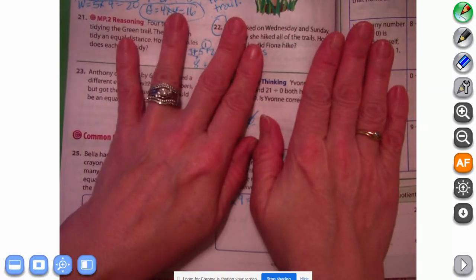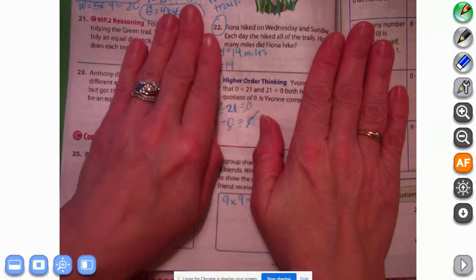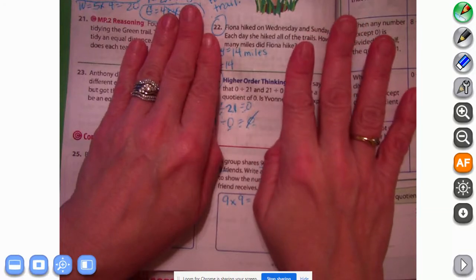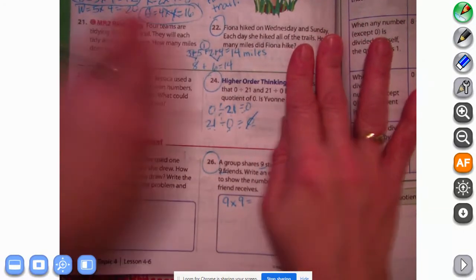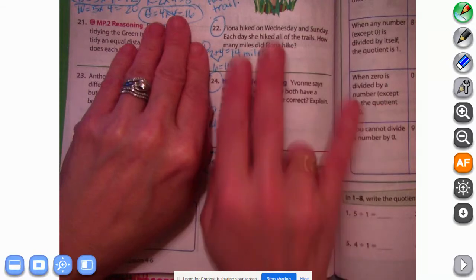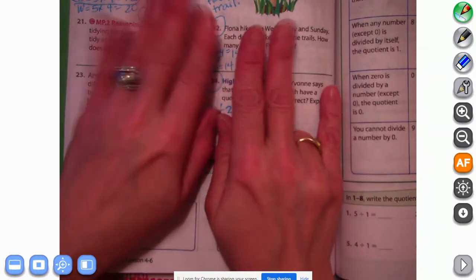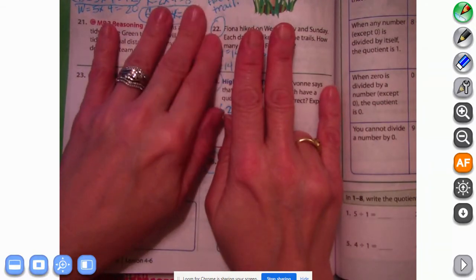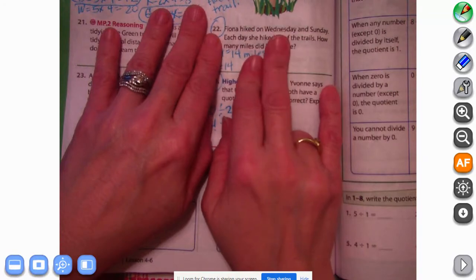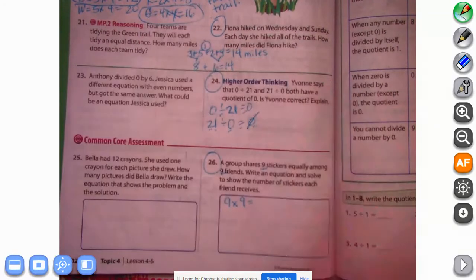1, 2, 3, 4, 5, 6, 7, 8, 9. So I put the 9th one down. I have 10, 20, 30, 40, 50, 60, 70, 80, 1.